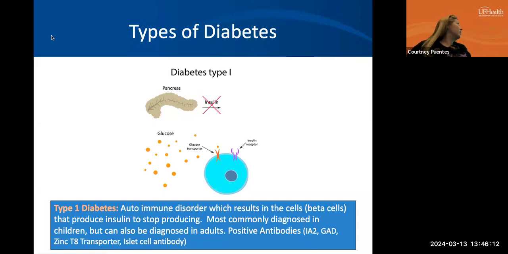For testing for type 1 specifically, because it's an autoimmune disorder, there are antibodies they test for. Common antibodies they'll test for are IA2, GAD antibodies, zinc transporter, and islet cell antibodies. That way, if a provider suspects a type 1 diagnosis, they can send off for antibodies to confirm that diagnosis.